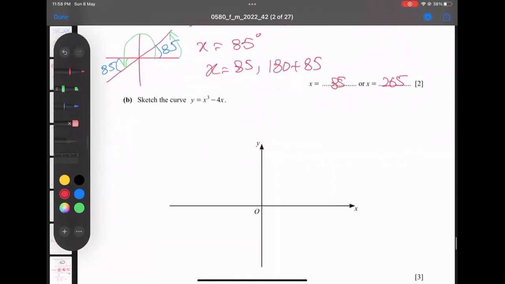Let's talk about this function sketching. Now this kind of topic is coming regularly. What to do in this kind of question? One time put x as 0 and one time put y as 0. I'm doing both here.